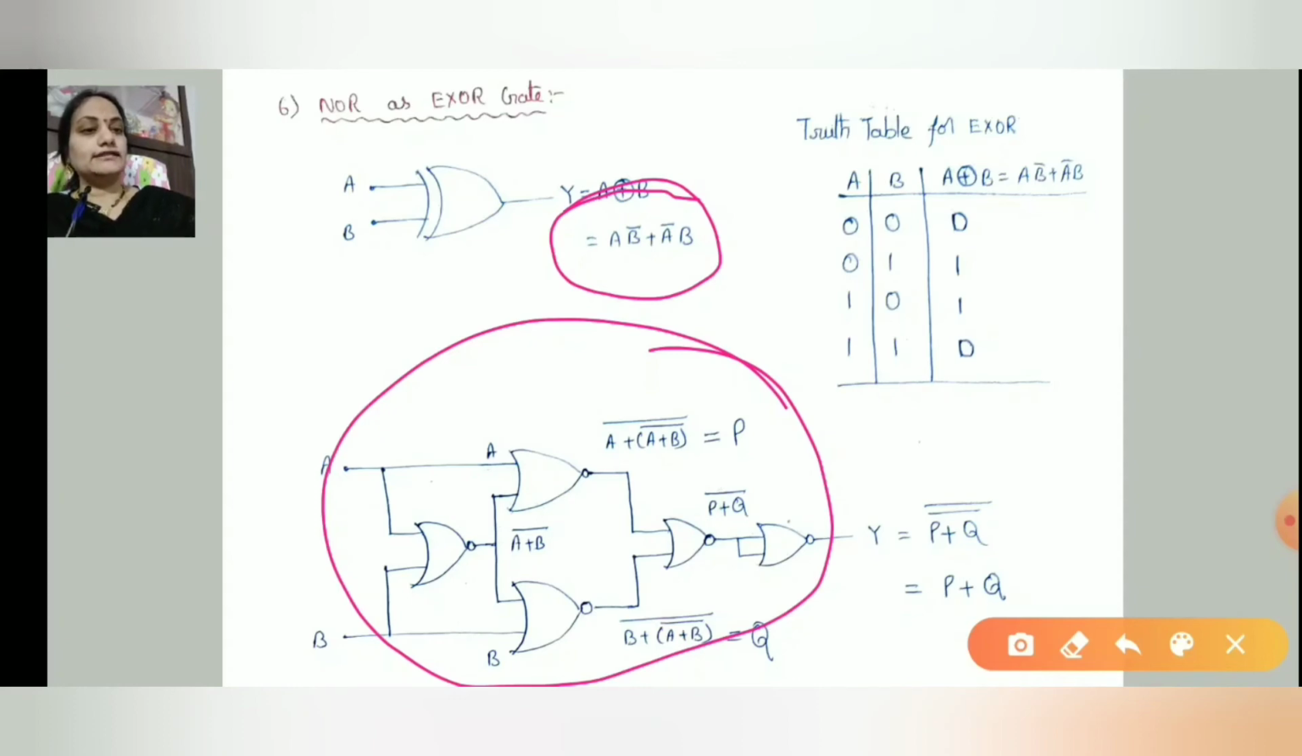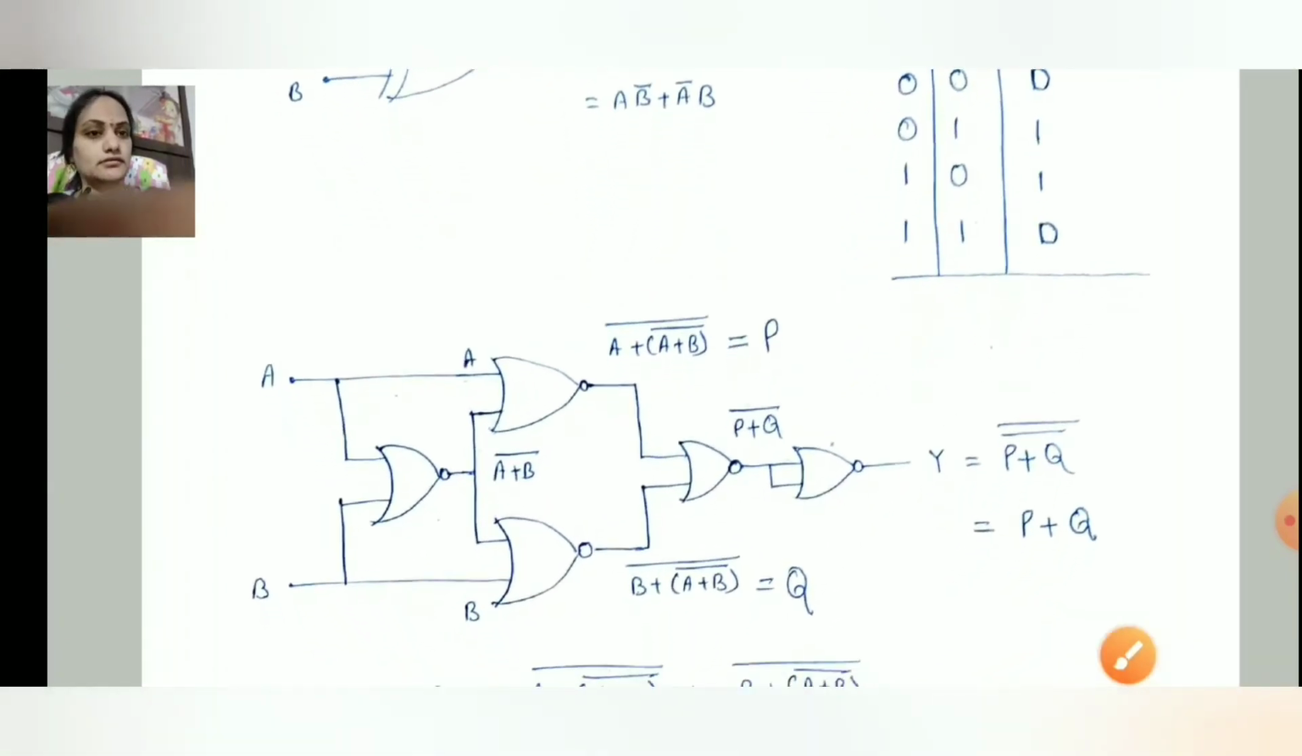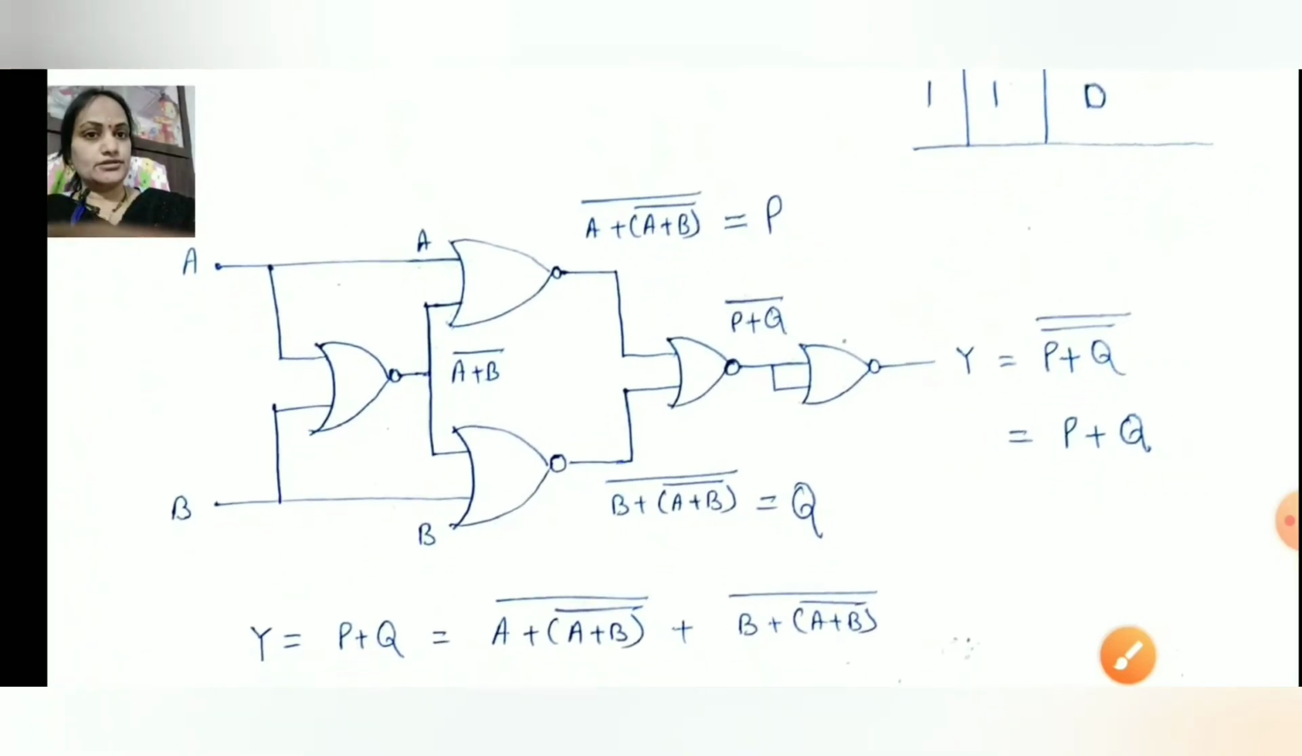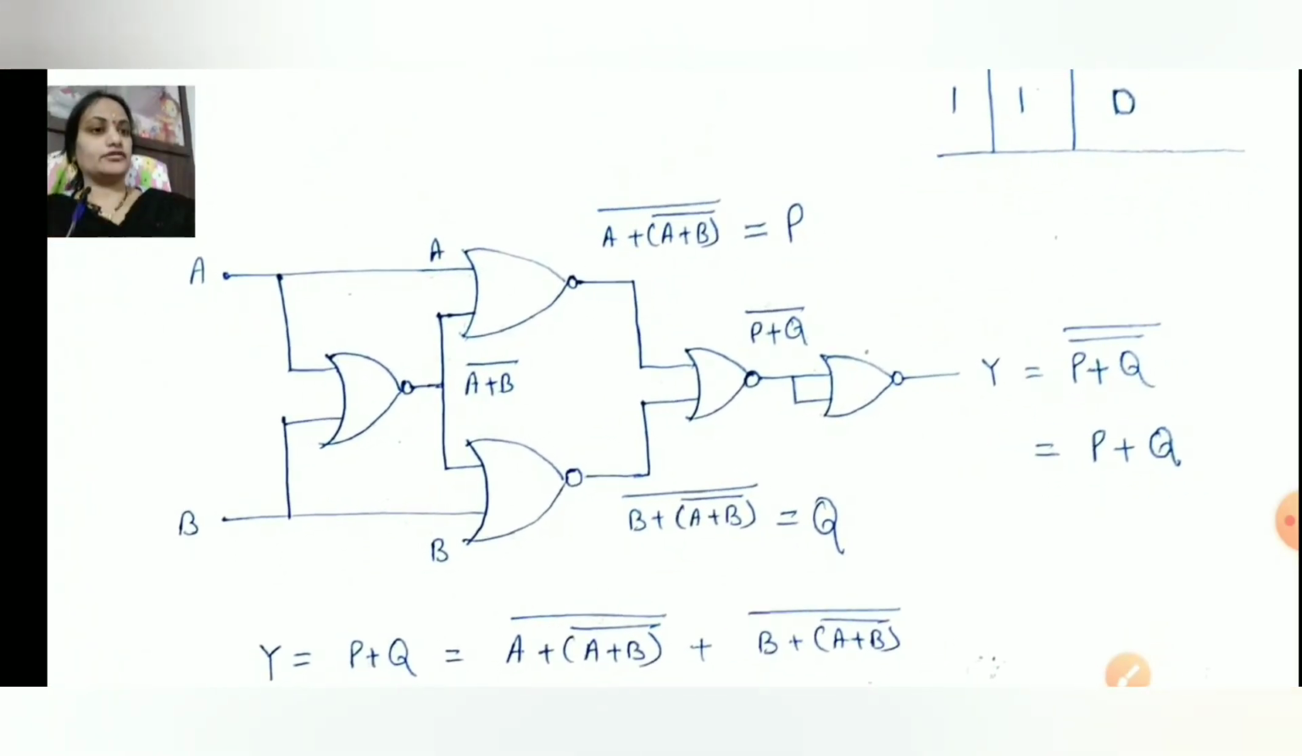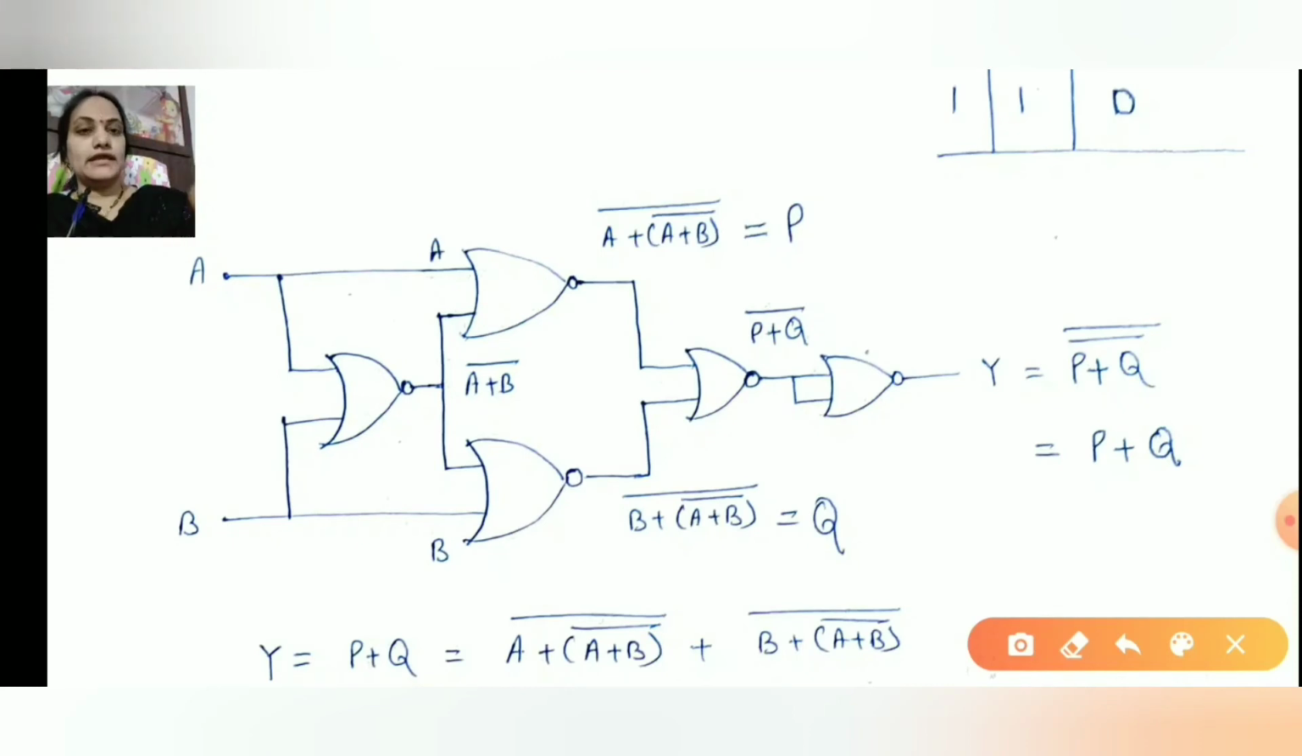Now let us see this circuit carefully. Here A and B are two inputs. The two inputs are given to the first gate, second gate, third gate. Okay. You can observe here the line is coming to this input and this input.